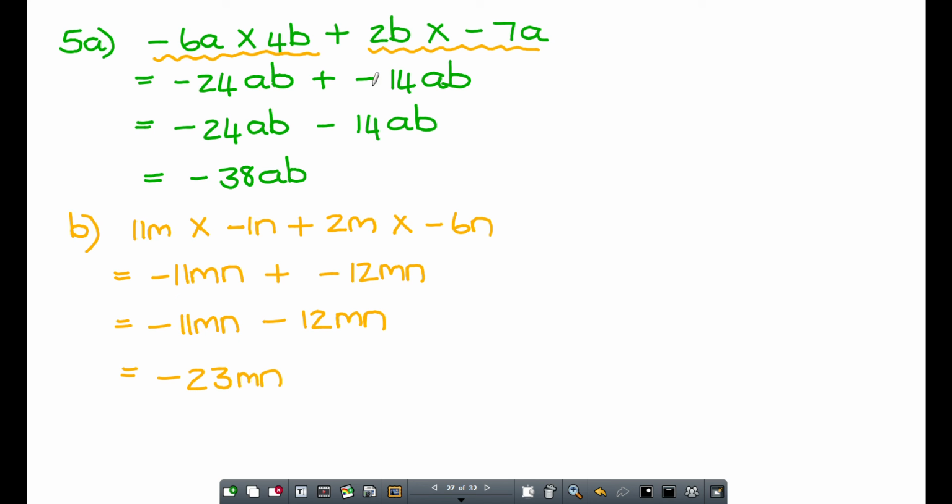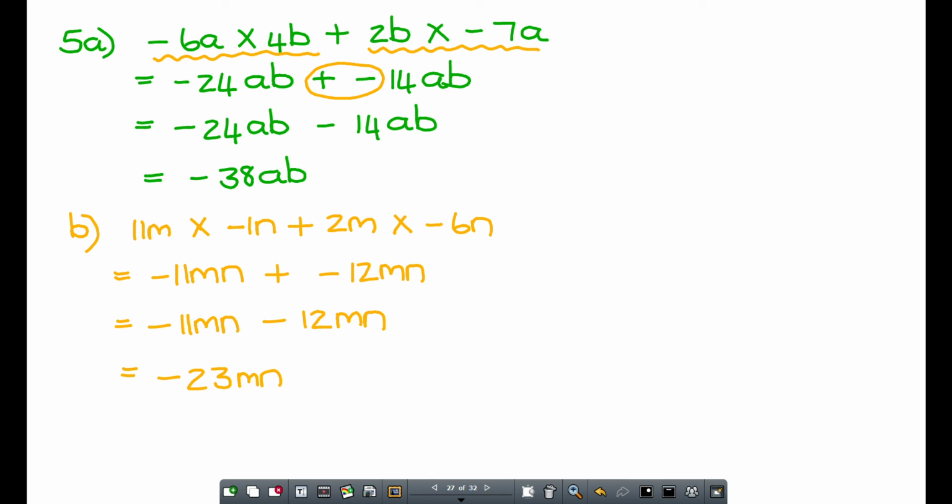Now these two signs, a positive times a negative, will give me a negative. And you will see that both of those have got the same unknowns. So they are like terms. So I can say minus 24ab minus another 14ab will give me minus 38ab.